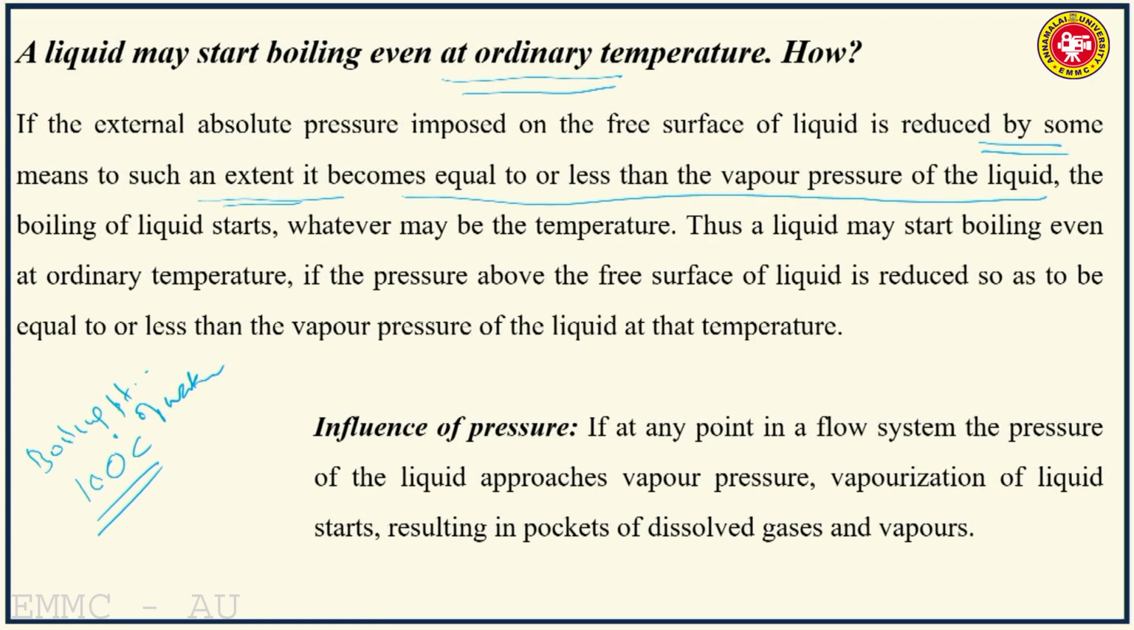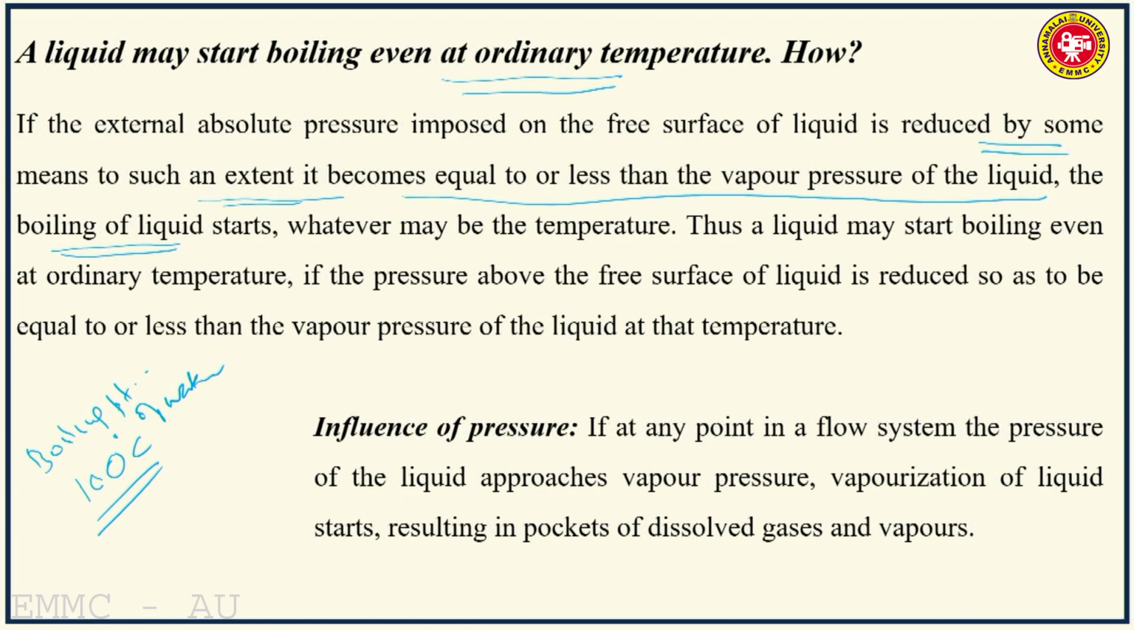So, vapor pressure is a function of the temperature. So, what is the temperature of the liquid? What is the ambient air temperature? And what is the atmospheric pressure corresponding to the ambient air temperature? And what is the vapor pressure corresponding to the temperature of the liquid? So, when the external absolute pressure, that is the atmospheric pressure, which is acting on the free surface of liquid, is reduced by some means such that it becomes equal to or less than the vapor pressure of the liquid, the boiling of liquid starts.